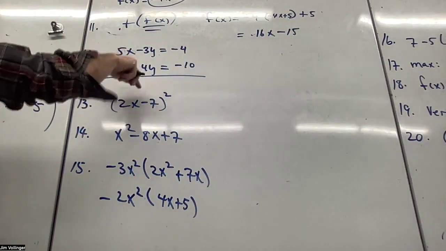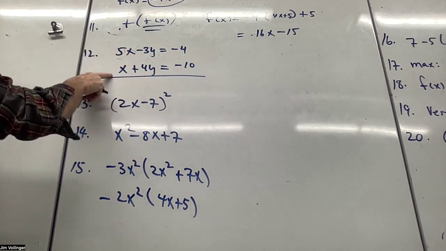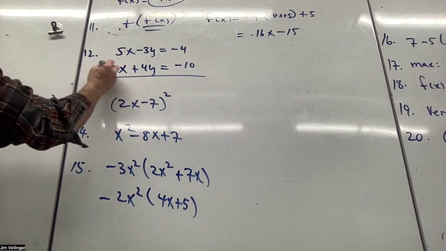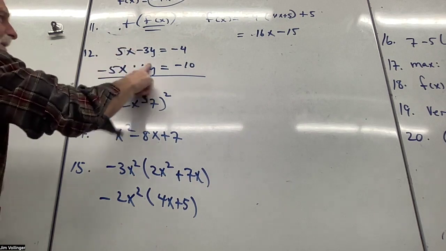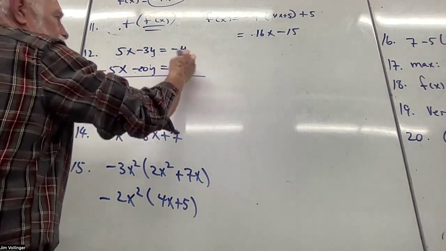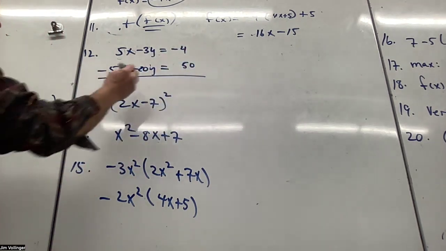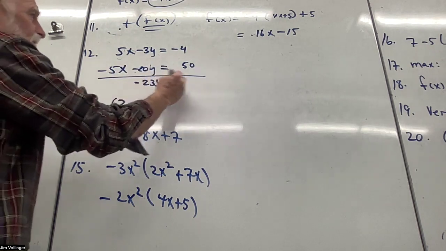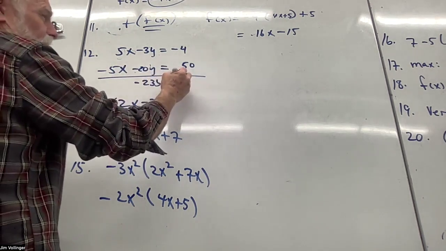This one here would be nice to get a column to cancel. It looks like the easier multiplication is by -5. So we'll make that minus 5. We'll make that minus 20. And we'll make this positive 50. And hope that I'm not making a careless error here. So minus 23y, when I add these up, is 46.